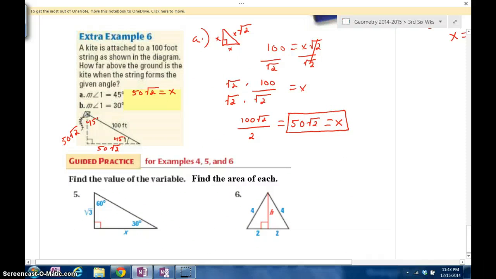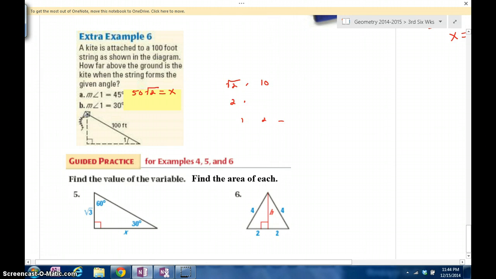Alright, so let's do case B, with angle 1 being a 30-degree angle. You'll find this one a little bit easier. Depending on what side you're solving for and what the numbers are, they can be really simple, and this one's going to turn out to be really simple. So we take angle 1 as 30 degrees, which means this other angle has to be 60 degrees.